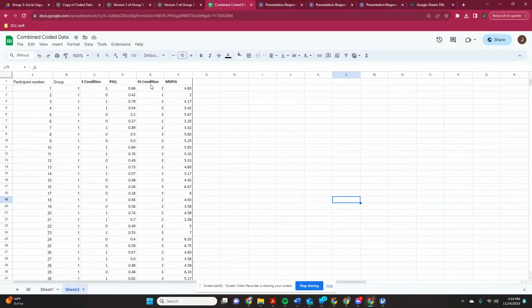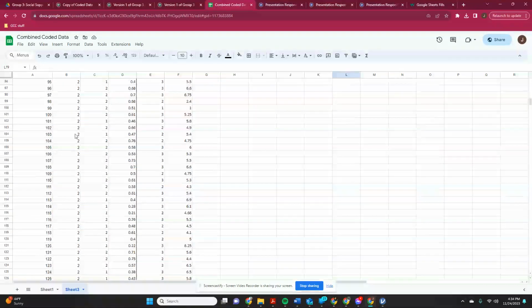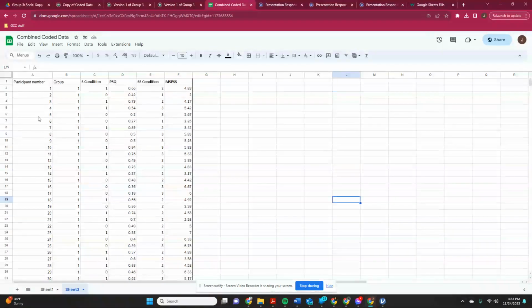I've combined both of your groups and I just have an indicator of if they were in group one or if they were in group two. And I've just given all of your participants random numbers. I just went through the line 1 through 40. So now your PSQ condition and your MSPSS are all just one of each, and then it's designated if they're in group one or group two.